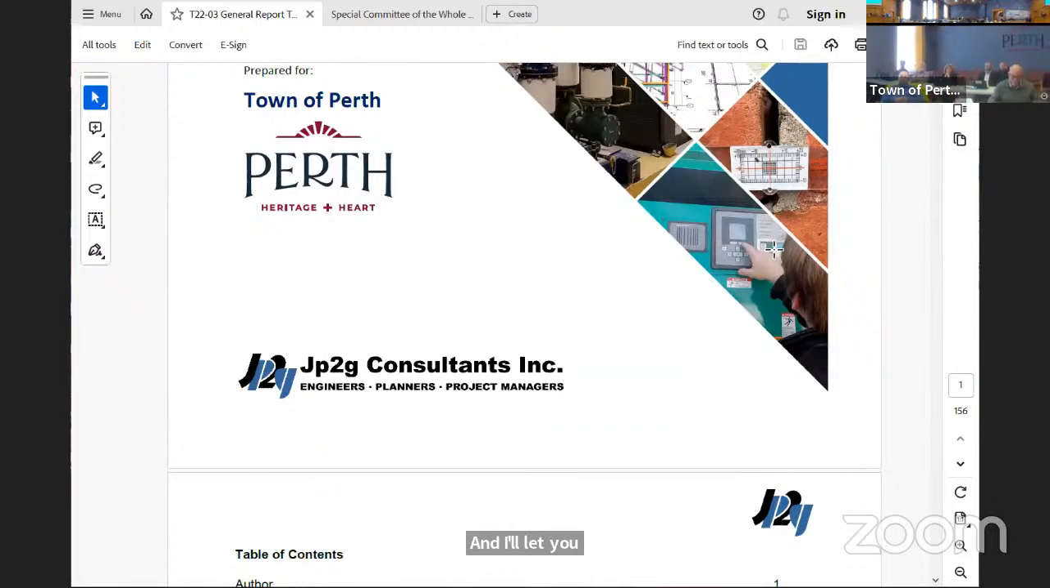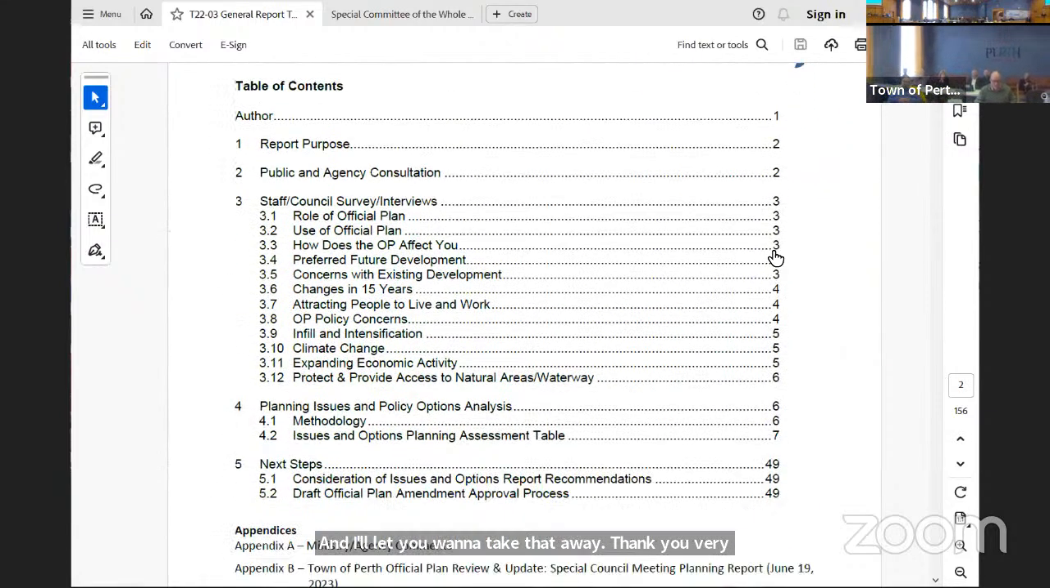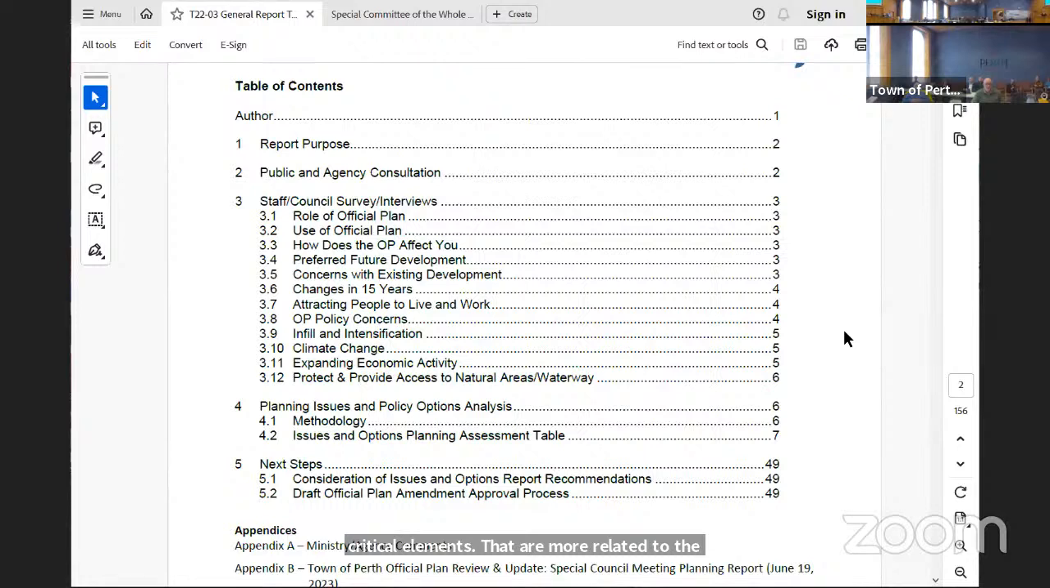Thank you very much. What I'm thinking, just to get us through this and get to the question part of it, I'm going to more or less just highlight a couple of critical elements that are more related to the PPS and the need for change to be compliant. And the first one is engaging Indigenous communities and reflecting Indigenous communities in our official plan.